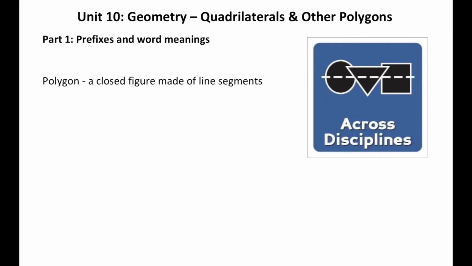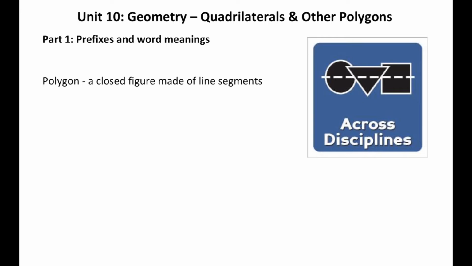All right, so moving into Geometry Unit 10, we're going to be talking today about polygons. Specifically, we're going to spend some time on quadrilaterals. But before we do that, we do need to talk about prefixes and word meanings. And so I have the Across Disciplines magnet here because we are going to be moving into what you would normally have in your reading language arts class, where you're talking about prefixes and word meanings, but I think it's important to start there to get an idea of what some of these words actually mean.